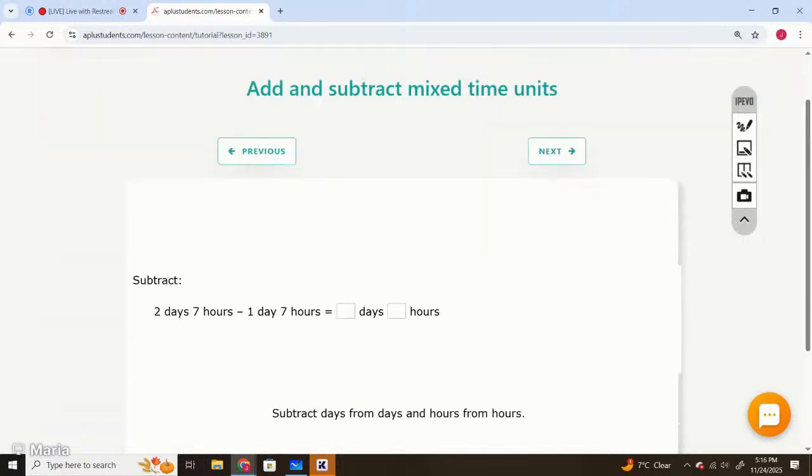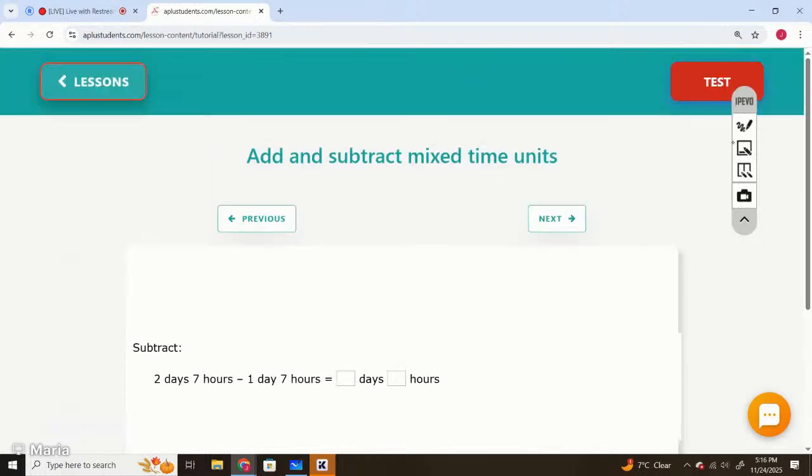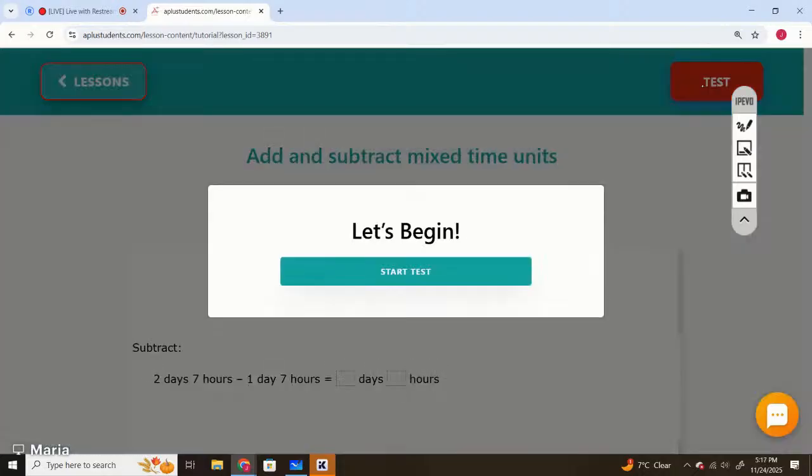So we always add the same units, right? Like we add days to days and hours to hours. So here you have 2 days 7 hours minus 1 day 7 hours. So we always subtract days to days and hours to hours. Let's just start with the test questions.